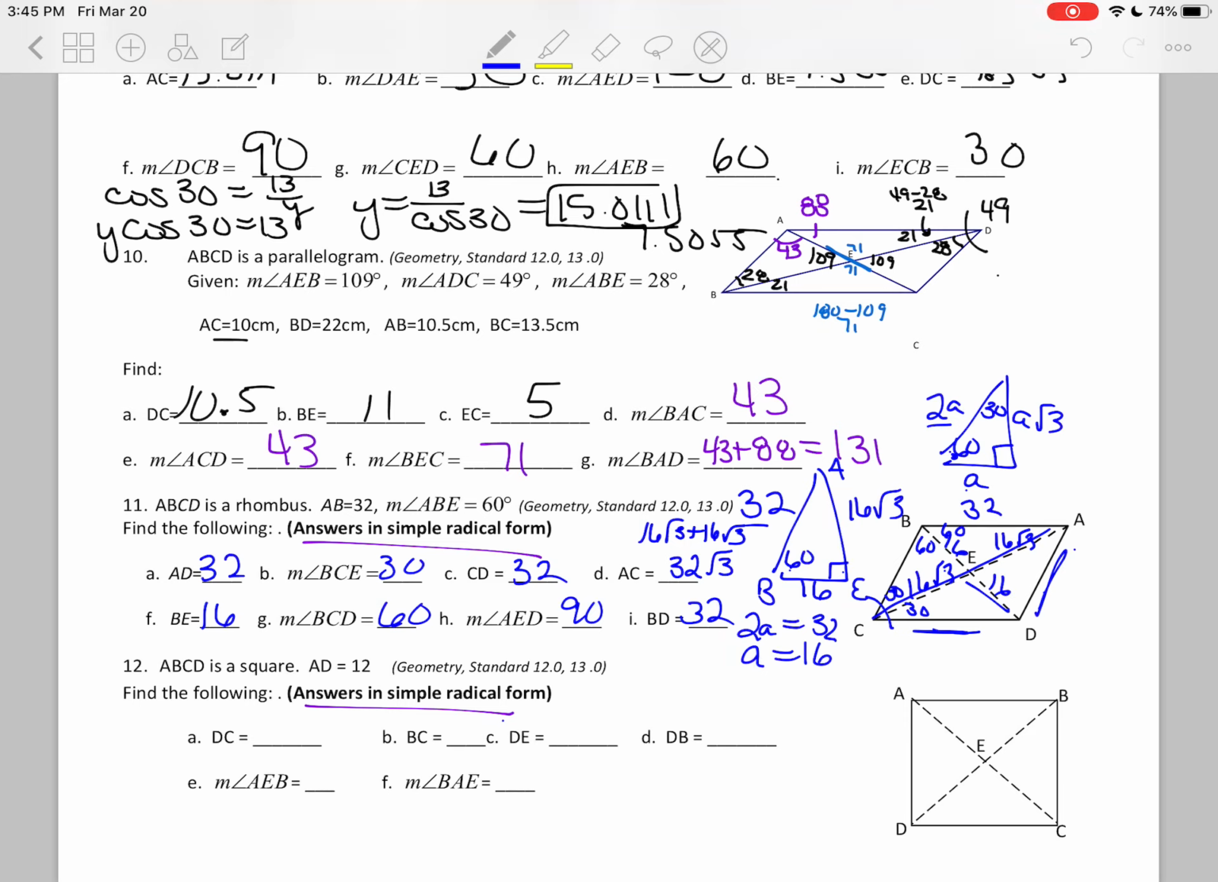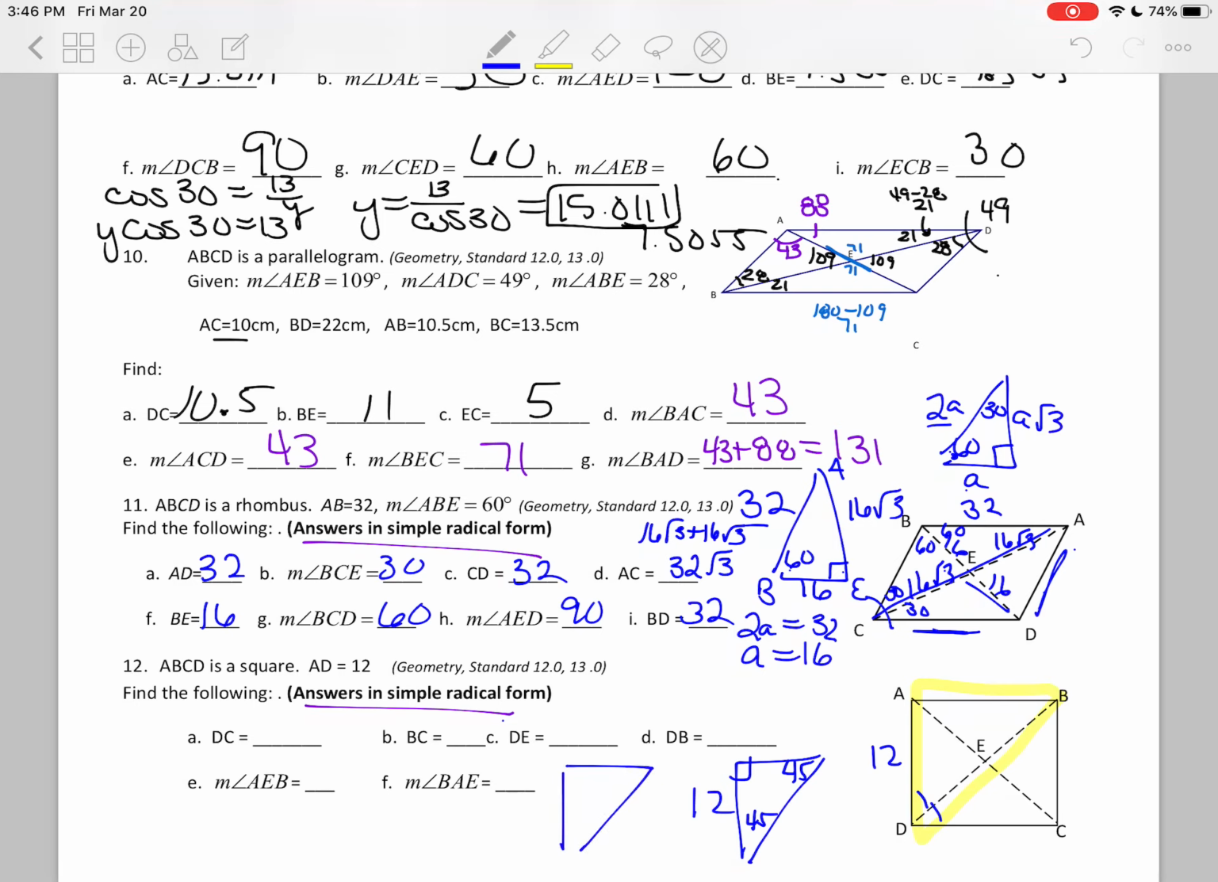Squares are even easier, guys. For a square, you only have to look at half of a square. You look at the big one. So I'm going to draw that over here. All the angles of a square are either 45 or they're 90. So the little angles all the way around are 45. The big angles around the outside are 90, and the ones all in the middle are also 90. I know that A to D is 12, so that makes this side 12.